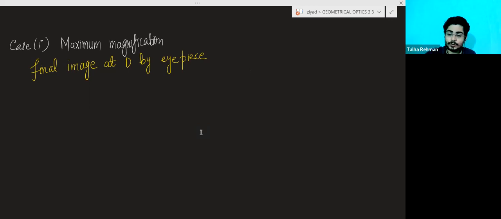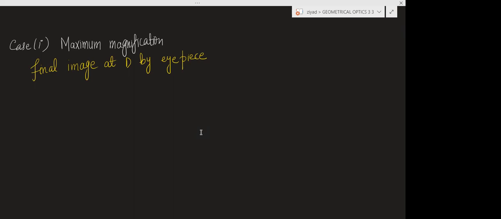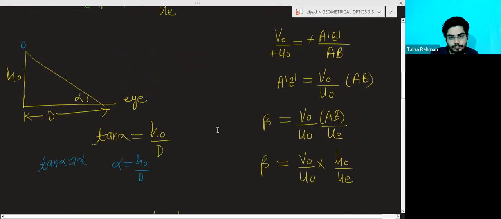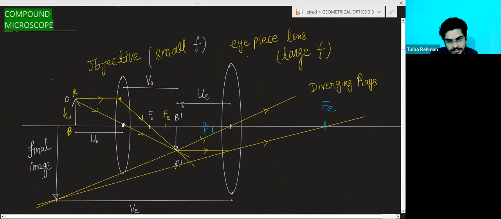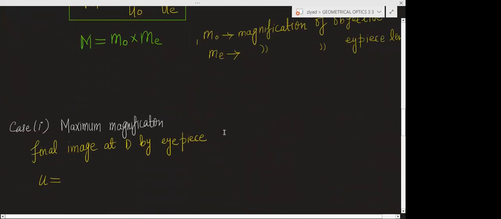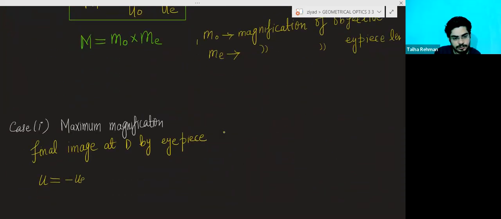And which lens is producing the final image? The eyepiece lens is producing the final image. So with respect to the eyepiece lens, the object distance. For the eyepiece lens, this is the object and this is the object distance. And this object distance will be negative. Why? Because you will measure this object distance in this direction, but the direction of the incident light is in this direction. So for the object distance, you will take minus UE. Image distance: the image is forming at a distance of D.